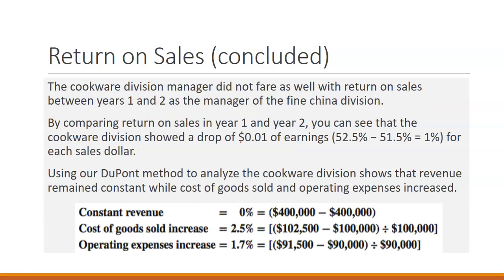We can also look at the cookware division. So the cookware division didn't fare as well, and part of that is because they did have a cost of goods sold increase. They also had operating expenses increase. So when we look at the DuPont method to analyze, we show that revenue remained constant while cost of goods sold and operating expenses increased.